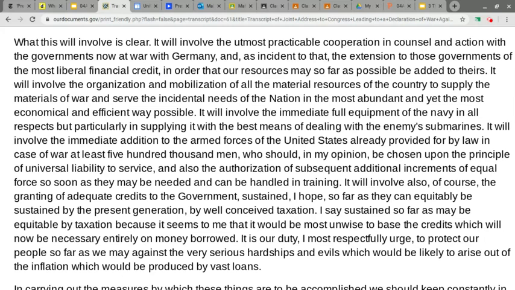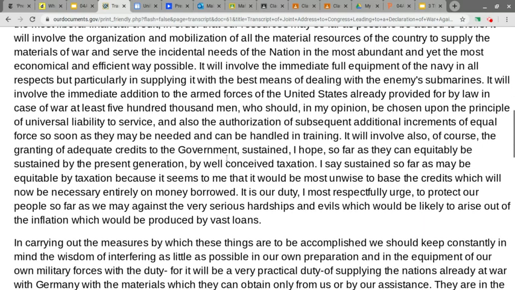It will involve also, of course, the granting of adequate credits to the government, sustained, I hope, so far as they can equitably be sustained by the present generation, by well-conceived taxation. I say sustained so far as may be equitable by taxation because it seems to me that it would be most unwise to base the credits which will now be necessary entirely on money borrowed. It is our duty, I most respectfully urge, to protect our people so far as we may against the very serious hardships and evils which would be likely to arise out of the inflation which would be produced by vast loans.